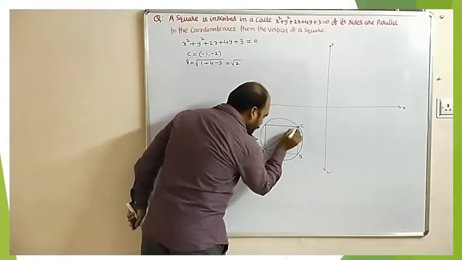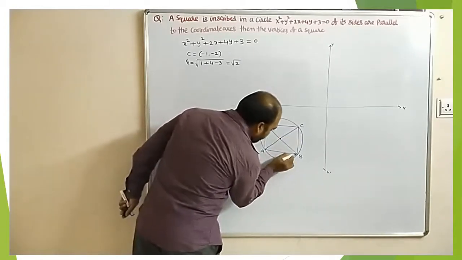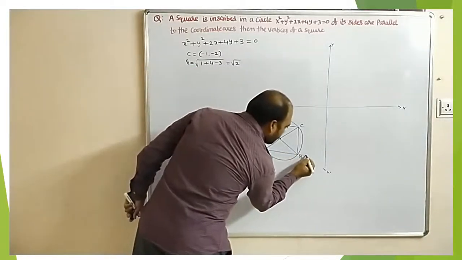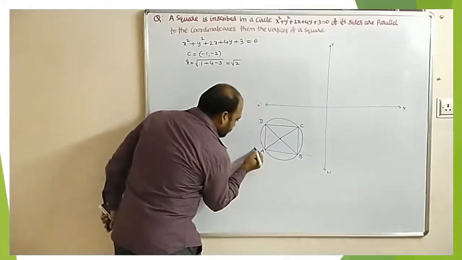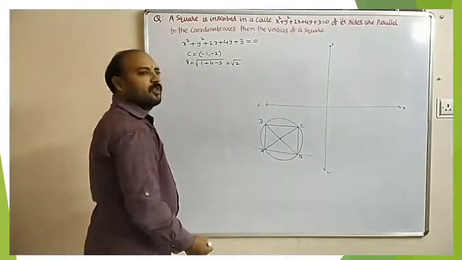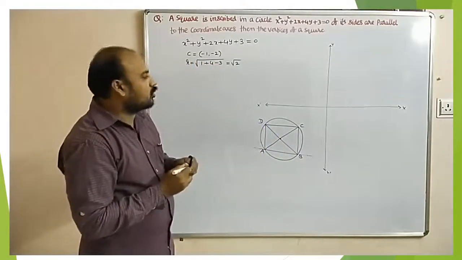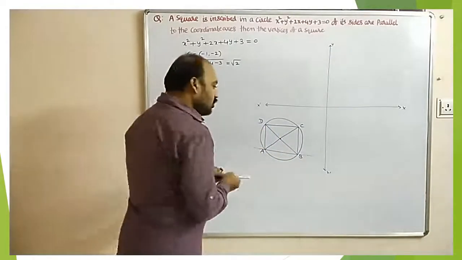So here, diagonals join AC and BD. The meeting point of the diagonals is the center. And these sides are parallel to the x-axis and y-axis. Its sides are parallel, they mentioned that, no? Sides are parallel to the x-axis and y-axis.